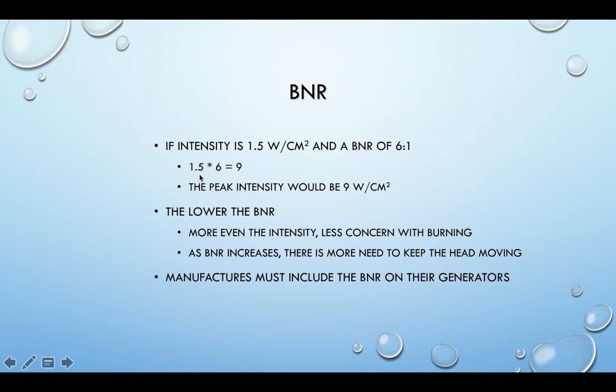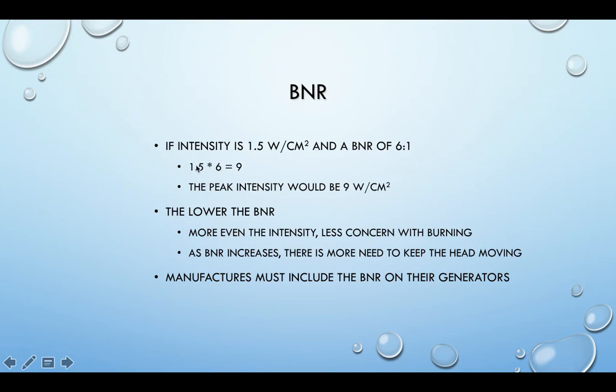So looking back at our example up here, we had 1.5 times 6, so that BNR of 6 equals a peak intensity of 9 watts per centimeter squared. Any intensity greater than 8 watts per centimeter squared, tissue damage can occur. So what this says is that somewhere in that peak, somewhere in this beam, we have a peak that would be potentially dangerous to our patient. So that's one of the reasons we keep that head moving, right? So that we don't let that peak sit in one spot too long, okay?